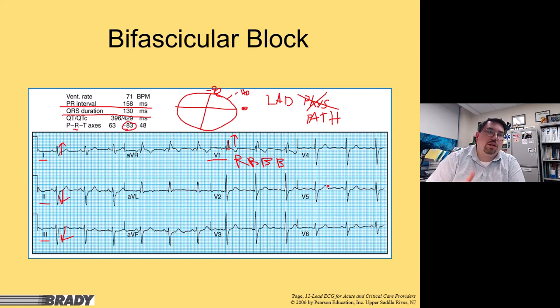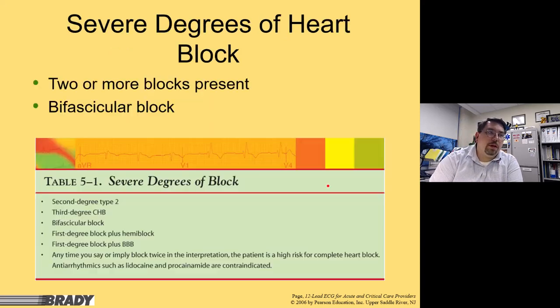We know that it only has one pathway, and one of the two pathways on the left, in this case the anterior fascicle, is blocked as well. Folks, that gives us two blocks in one. That's a bifascicular block. That's a real concern when it comes to our patients.